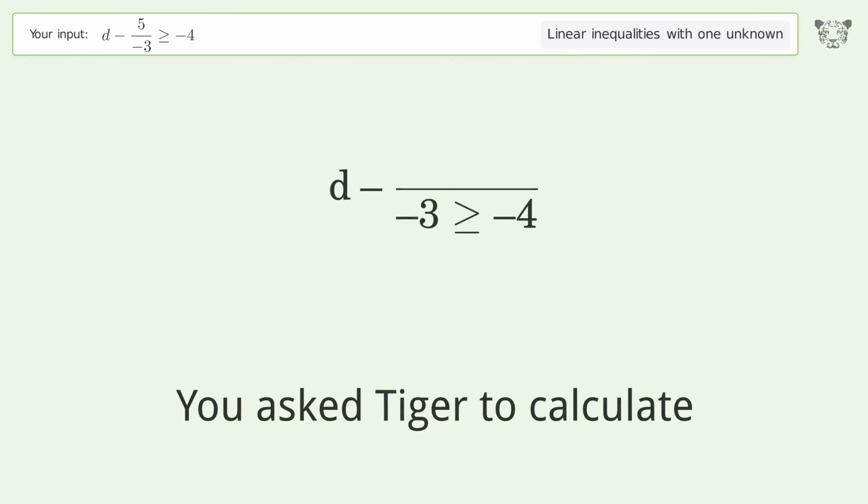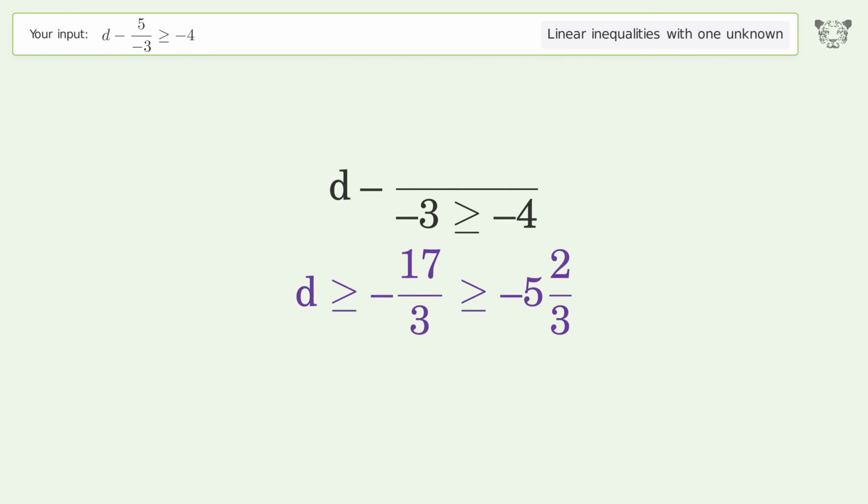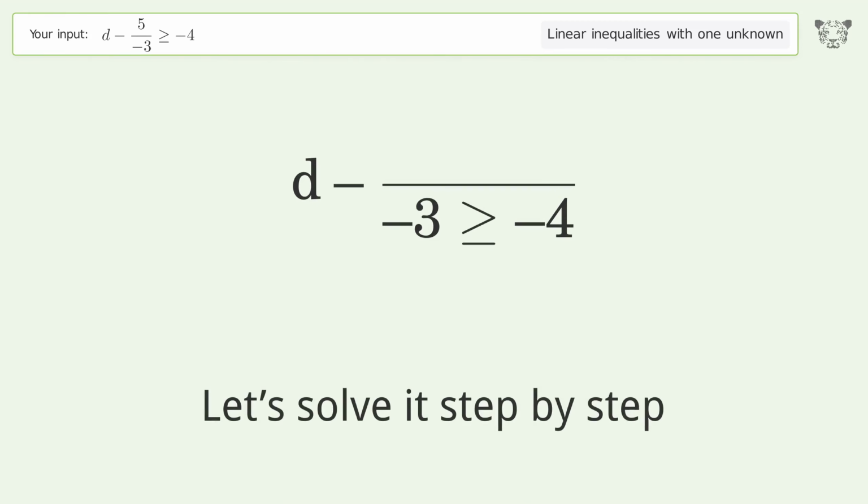You ask Tiger to calculate. This deals with linear inequalities with one unknown. The final result is d equal or greater than -17 over 3 equal or greater than -52 over 3. Let's solve it step by step.